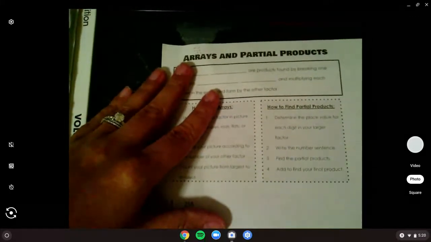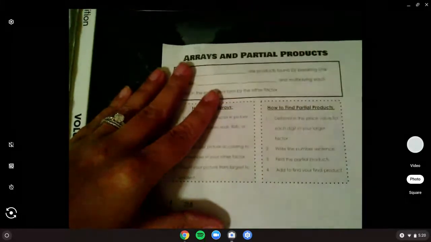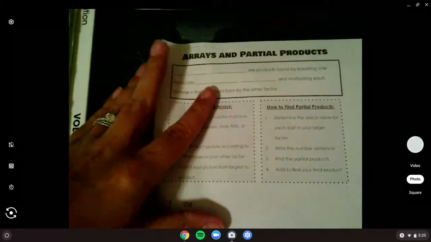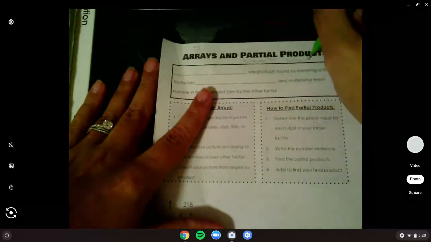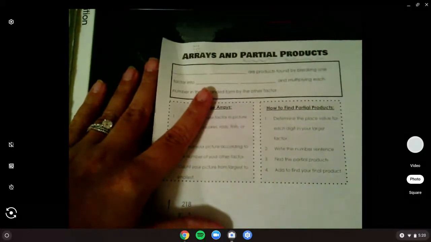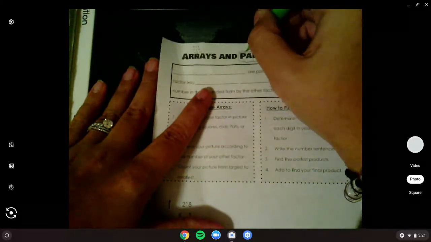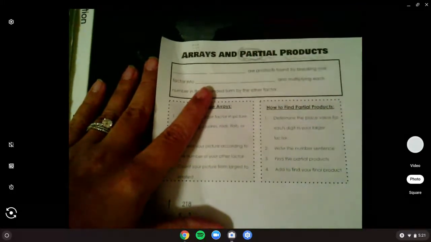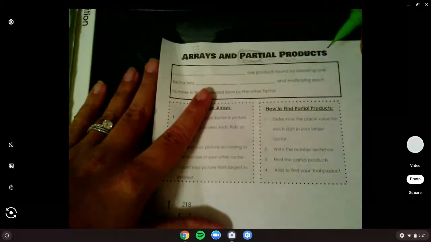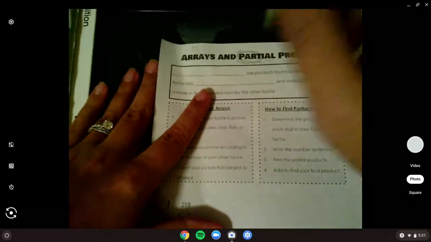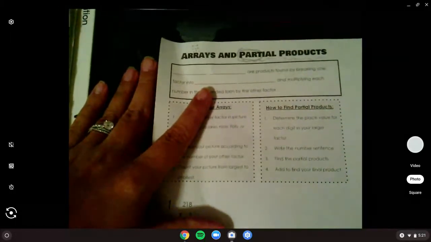I like to think of arrays kind of like a cookie sheet. It's like you're putting cookies on it. How many cookies can I fit on my sheet? I need an array to help me figure that out. And we're going to use partial products to help us today. Partial means part. So part of our products. Products are the answers to multiplication problems. So we're going to find part of those products today.